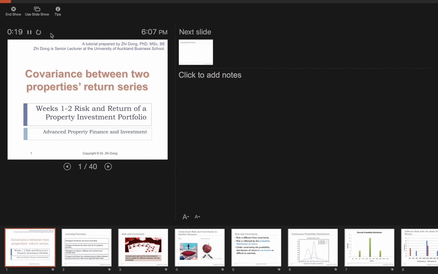So now, we have the probability of each market scenario and the return information for each individual property under each market scenario. How do we calculate the covariance between these two return series? Let's look at the formula and the key information first. In order to calculate the covariance, we need the probability of each market scenario, the possible return of each property under each market scenario, and the expected return of each property.